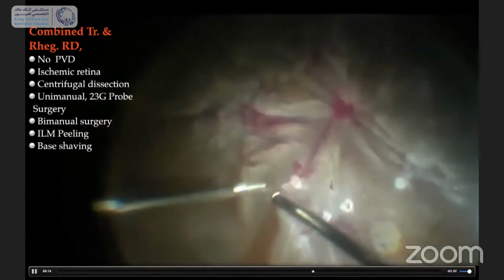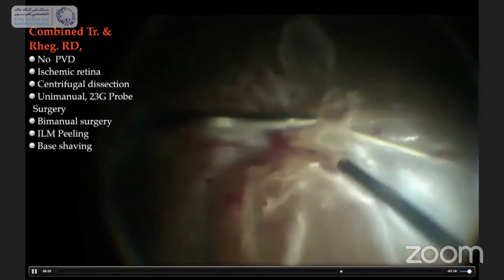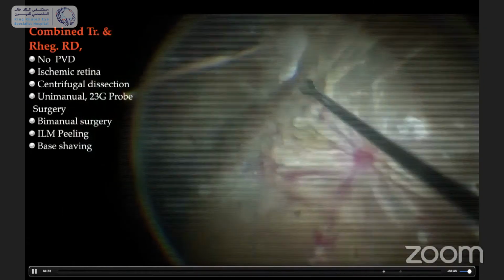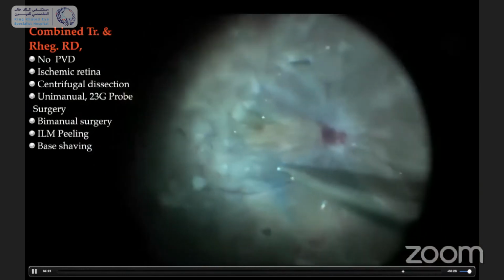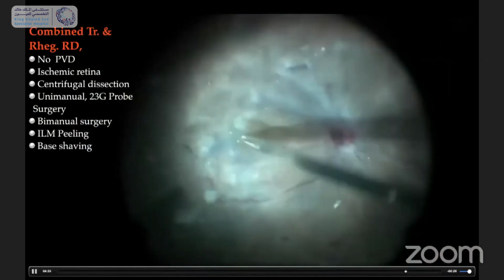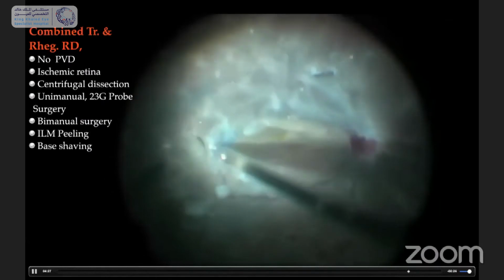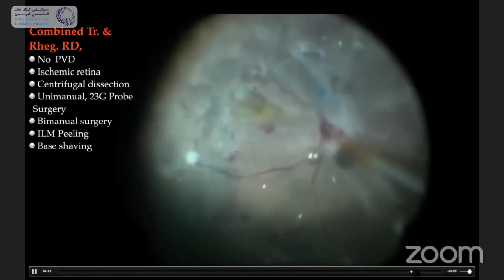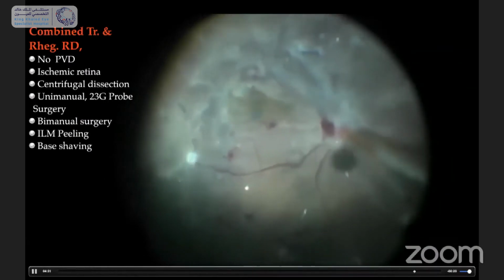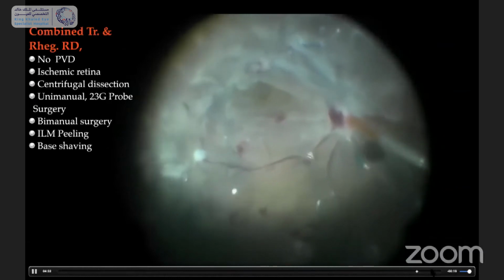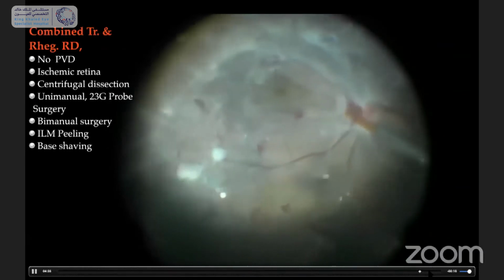And again, you have to inject, even using the probe, in order to dissect this sheet of posterior hyaloid adhering to the underlying retina. And then this, I think, is the last piece of the fibrous tissue. And again, in these cases, I think it is mandatory to remove the internal limiting membrane to smoothen the macular area and prevent future reproliferation.